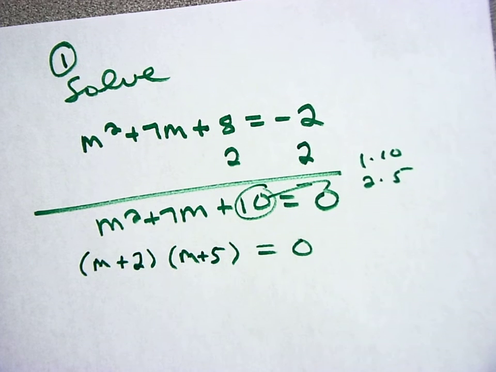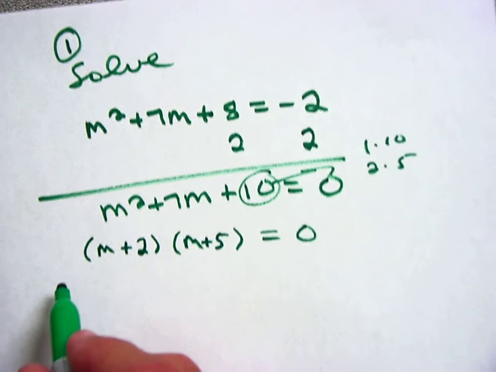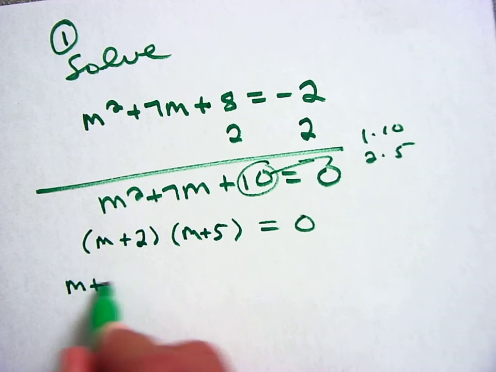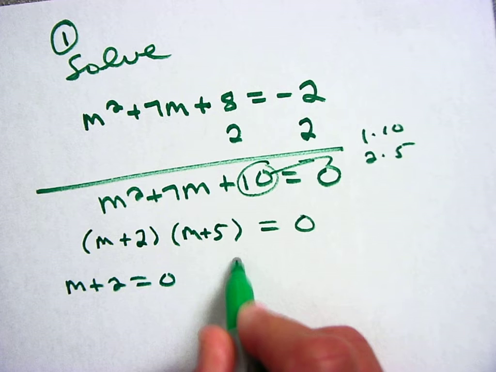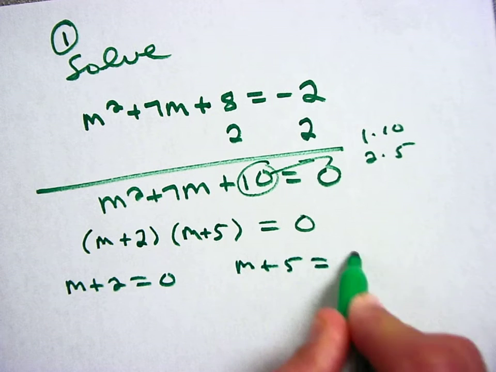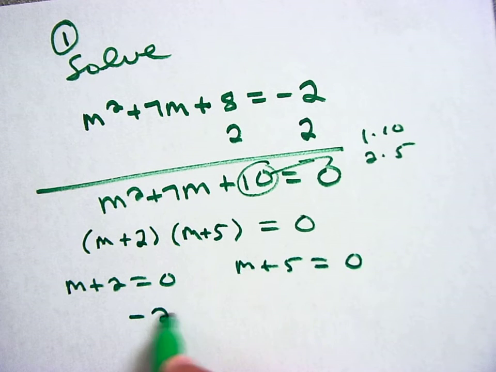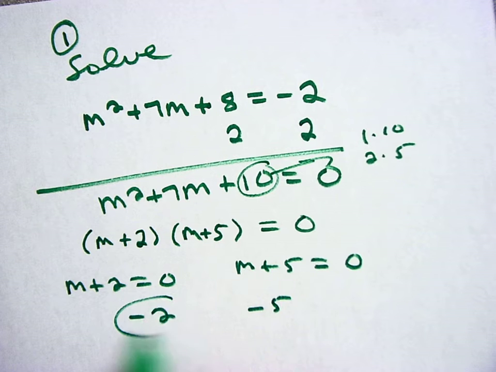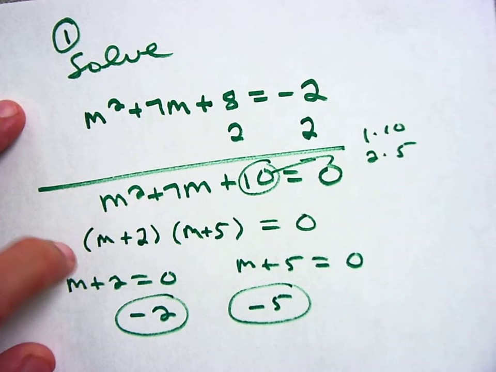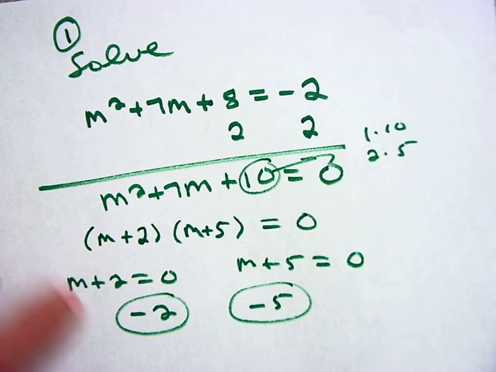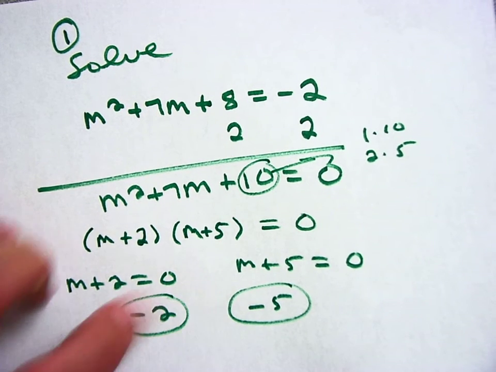Once you've factored it, then you set each factor equal to 0. So m plus 2 equals 0, m plus 5 equals 0. And you solve and you get -2, -5. What's interesting is if the question had been just factor, you'd stop here. If it's solve, you've got to go all the way and set those equal to 0.